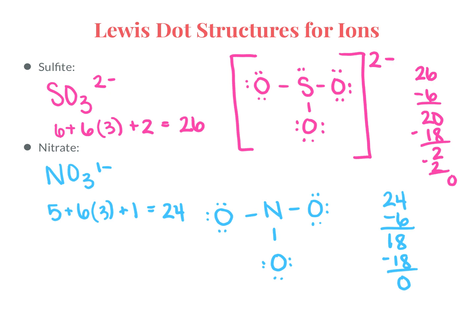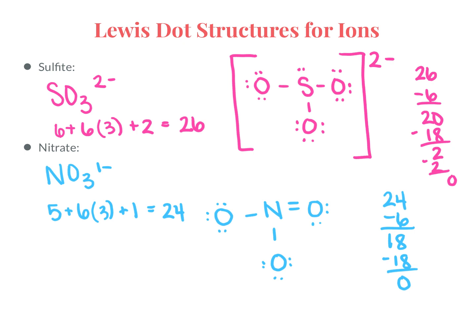No. Okay, so if we're short electrons, what should you be thinking? Okay, double bond. So I'm just going to erase a lone pair. And I'm going to add a double bond. Okay, so now have we used all 24 electrons? Yes. Does each atom have 8 electrons around it?